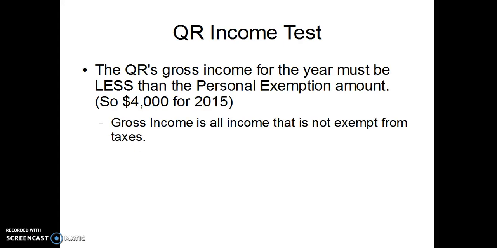The second test is the income test. So the qualifying relative's gross income for the tax year cannot be more than the personal exemption amount. So for 2015, it's $4,000. But here, it's important to know it's not a dollar amount, it's the personal exemption. So each year, the personal exemption changes, and this amount changes also. So for 2015, the qualifying relative has to make less than $4,000. If they make $4,000 or more, they do not qualify. They'll be knocked out because of not meeting this test.